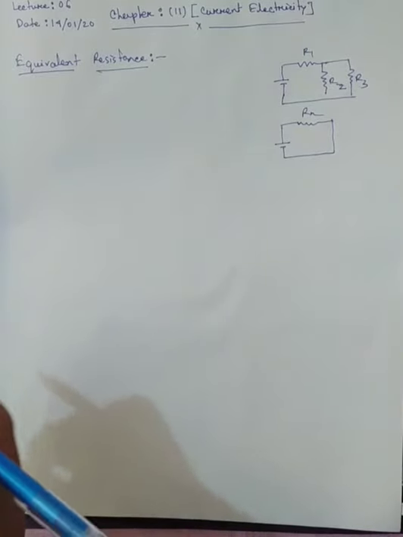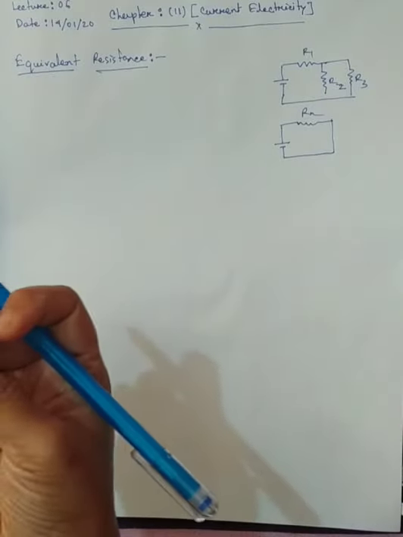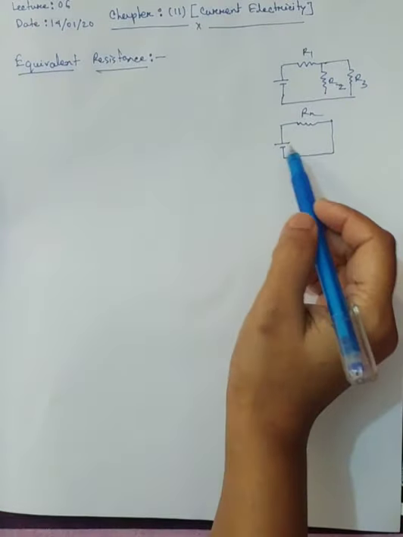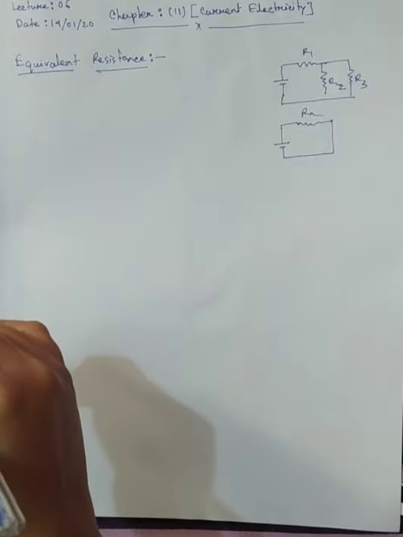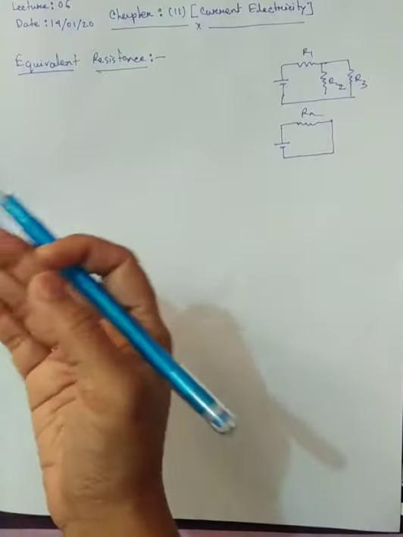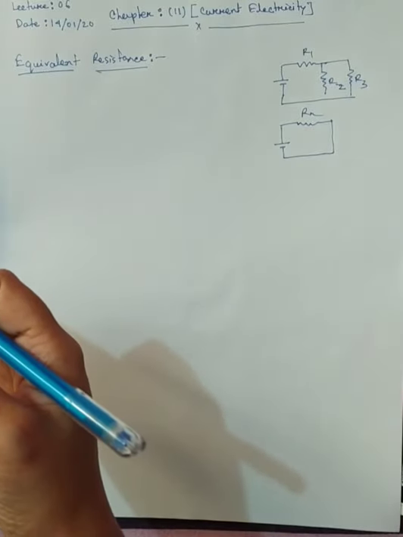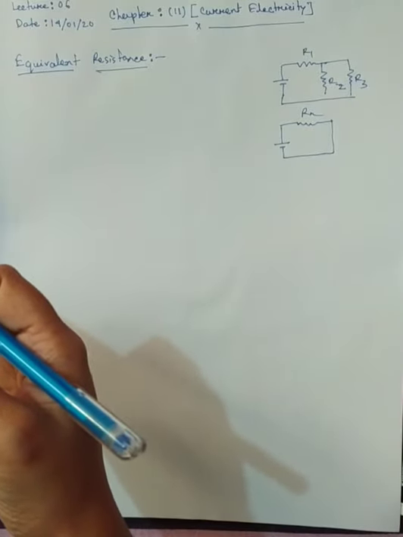So what is equivalent resistance? Instead of using more resistors, if we can replace those resistors by one single resistor, that is called equivalent resistance. This is an important concept in knowing about circuits, or just simplifying a circuit.